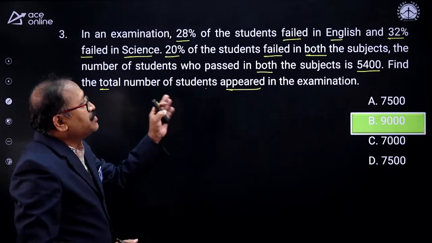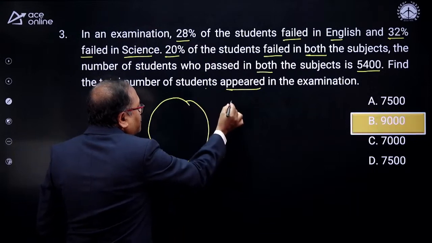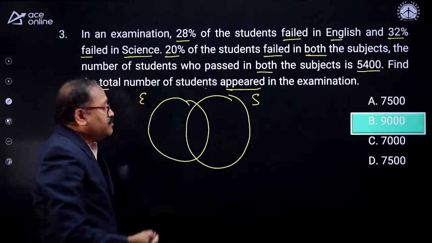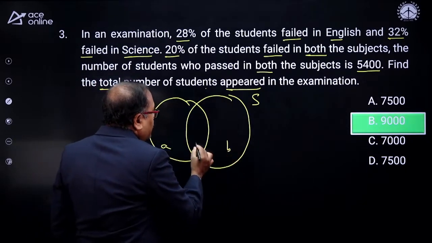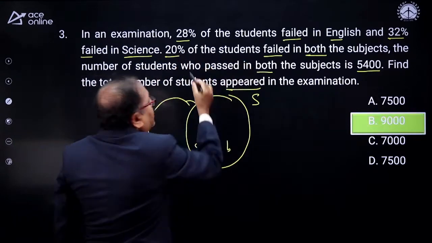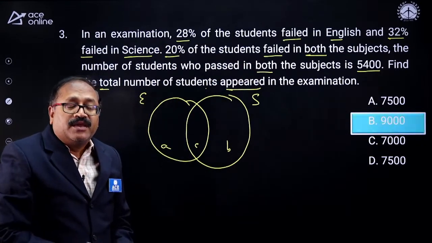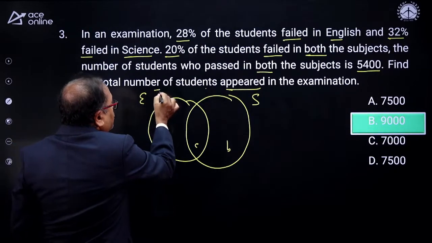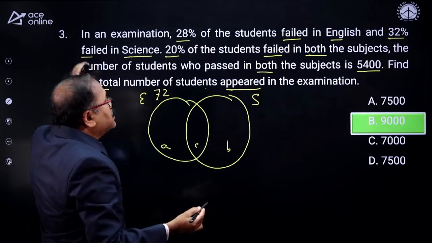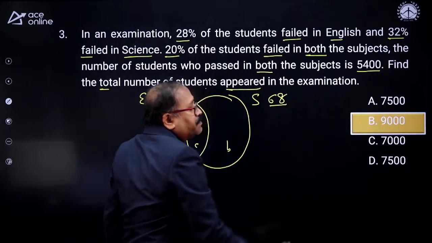Now, there are 2 subjects, no? One is English, the other one is science. It is easy if you draw a Venn diagram here. This is English and this is science. Let's consider this is A, this is B, and this is C. How many failed in English? 28%. That means passed in English is 100 minus 28, which gives us 72. So 72% passed in English. And what about science? 32% failed. That means 68% passed.